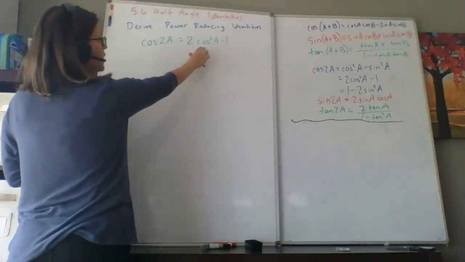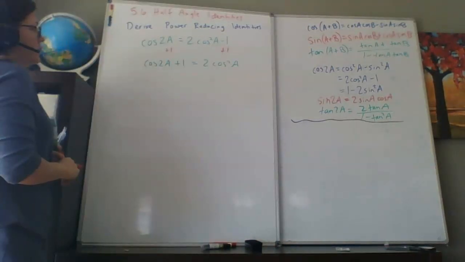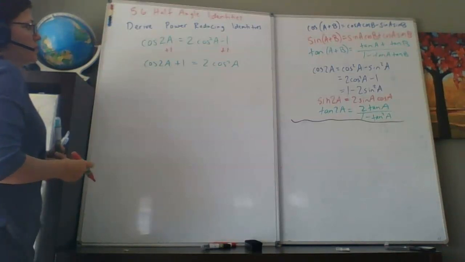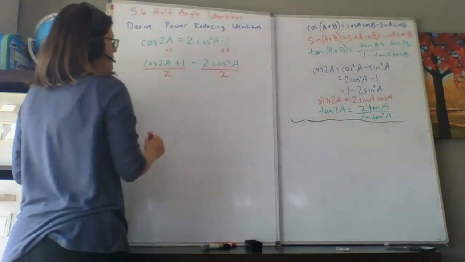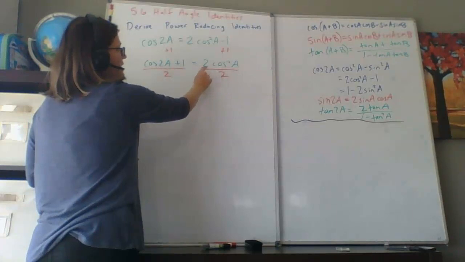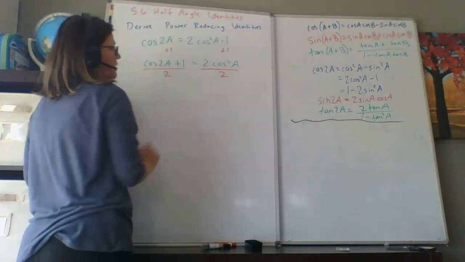So to solve for cosine of a, we first add 1 to both sides. Cosine 2a plus 1 equals 2 cosine squared a. Now divide both sides by 2. Notice we can cancel out these 2's since this 2 is just being multiplied by cosine squared a, and the multiplication cancels with the division.